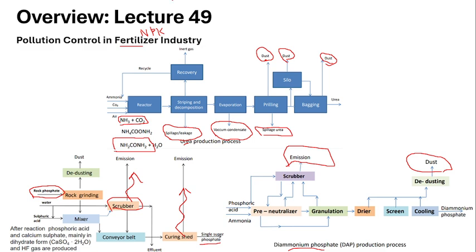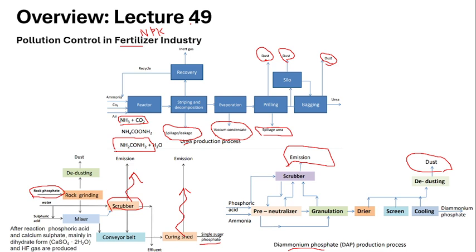All these dust particles should be captured in the ESP and precipitated down, and then before releasing into the fresh air, these contaminants should be removed. That is the very important one in the fertilizer industry pollution control.